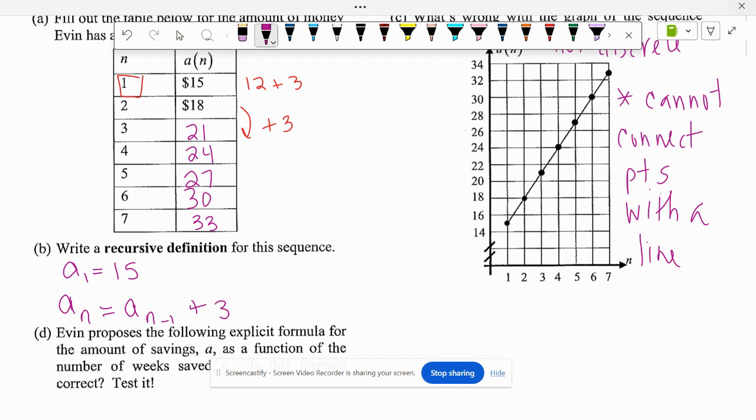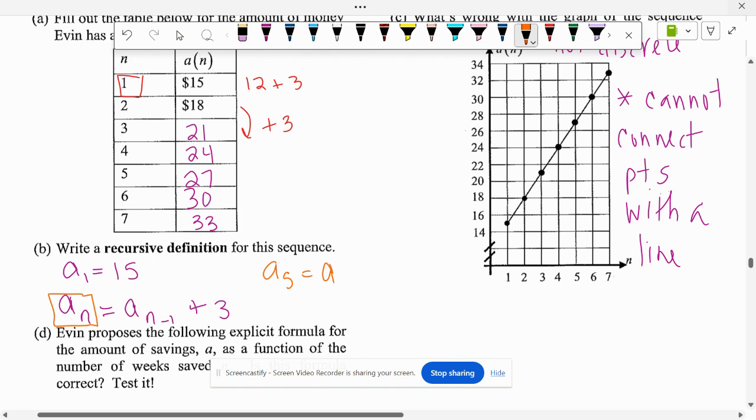So we're not understanding this recursive definition. You guys are really struggling with this. So here's what I want you to understand. If I wanted to find the fifth term, the a sub n minus 1, that's the fourth term. 5 minus 1 is 4. Take the fourth term and add 3 to it. That's what this is saying. If you want to know what the fifth term is, you have to take the term that came right before it, the fourth term, and add 3 to it, okay?